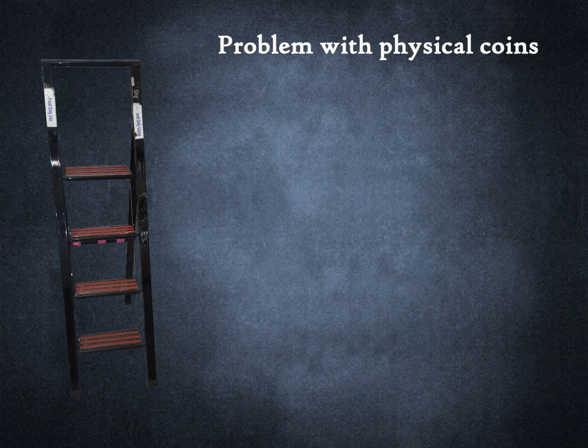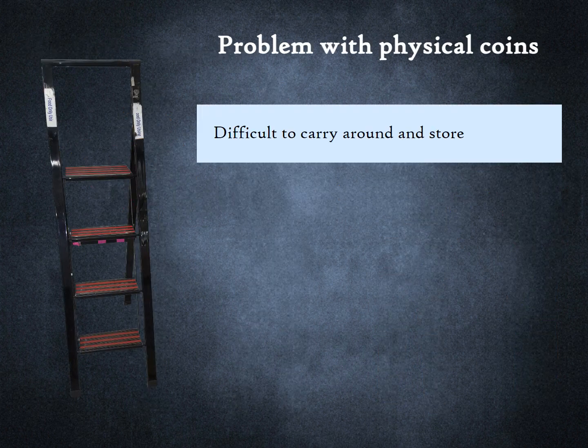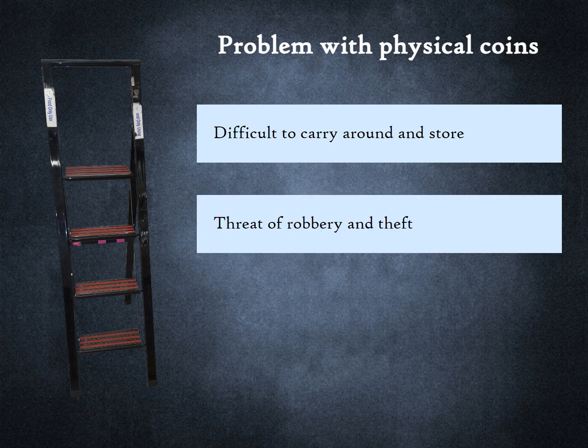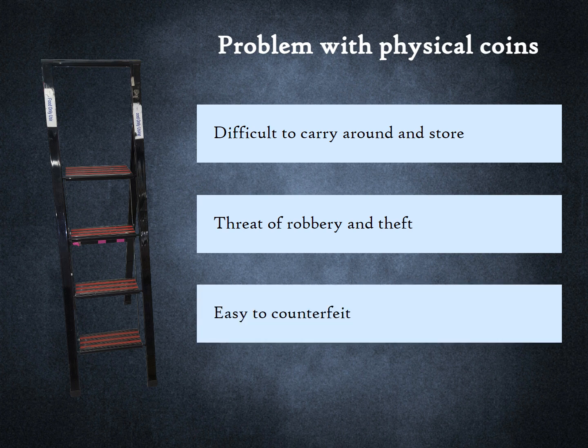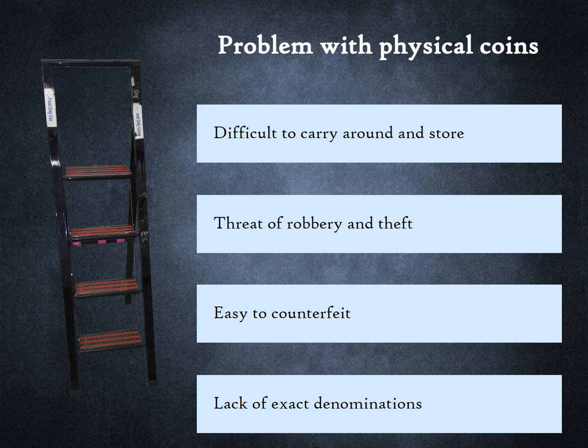There are a lot of problems with physical coins. First, they are difficult to carry around and store. Imagine Tom is buying a house in another city. He has to carry a bunch of gold coins to another city. Second, they lack security as the coin holder can be robbed. Third, it is difficult for lay people to detect counterfeit coin. Fourth, people often lack the exact denominations needed to pay.